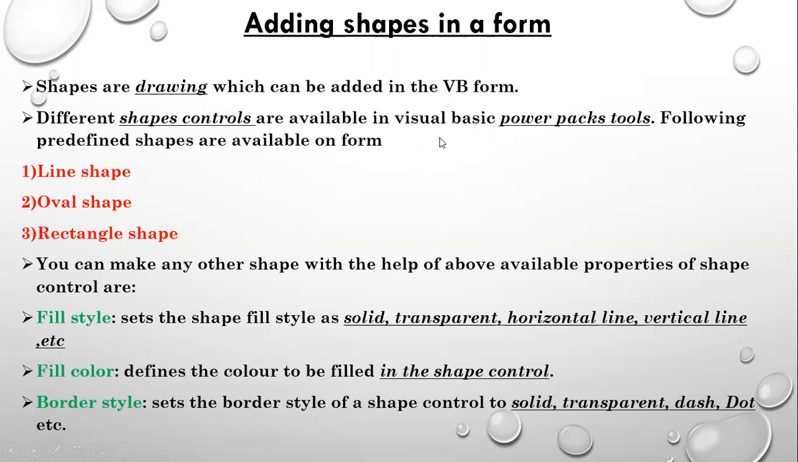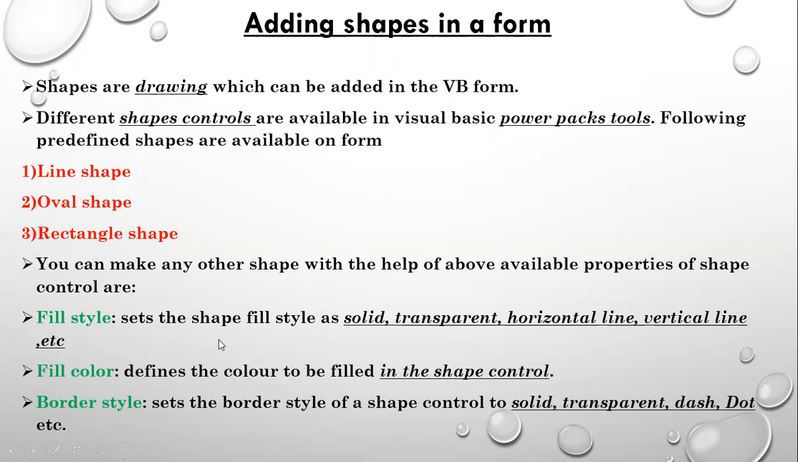Now they perform various modes of application. Different shape controls are available in Visual Basic. They are power pack tools. A few of them available are line shape, oval shape, rectangle shape. So these are the few shapes available. What you see here is you can make any other shape with the help of the above ones. These are the basic ones and the controls available to them.